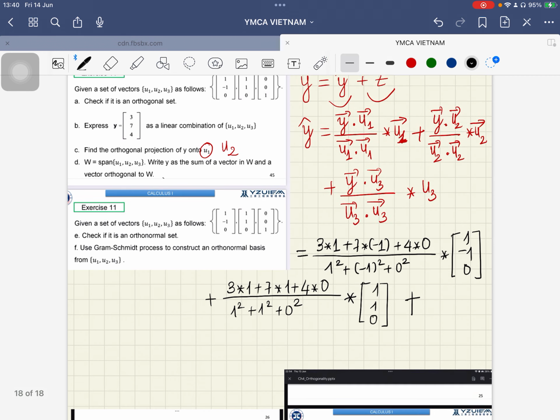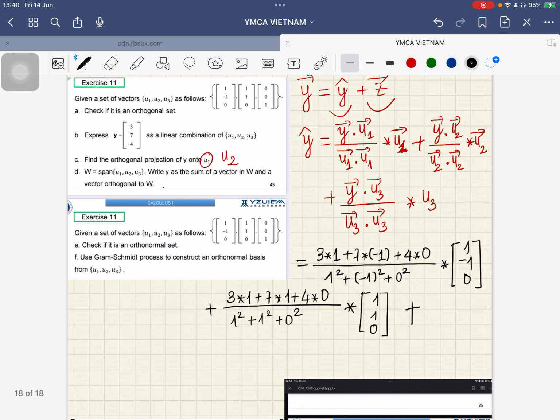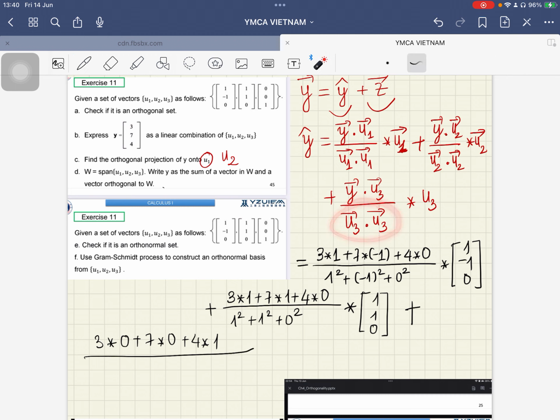So we have the dot product between y and U3, that is 3 multiplied by 0 plus 7 multiplied by 0 plus 4 multiplied by 1, divided by the dot product between U3 and U3, that is 0 square plus 0 square plus 1 square, multiplied by U3, that is 0, 0, 1.